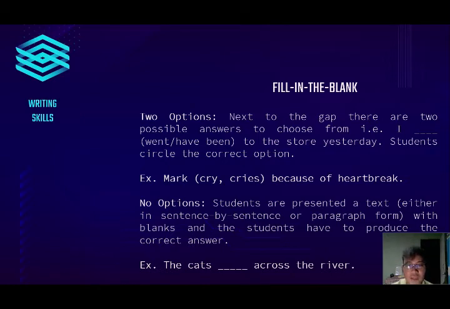Then another one is the no options. The students are presented a text, either sentence by sentence or in paragraph form, with blanks, and the students have to produce the correct answer. So we have here a fill in the blank with no options. The cat's blank across the river. Okay, the students will supply the correct answer for this sentence.